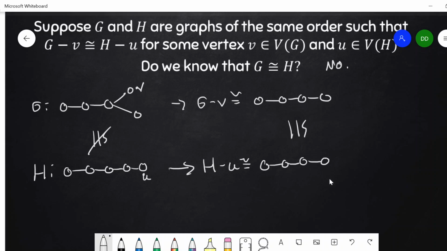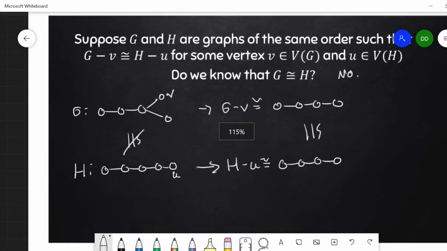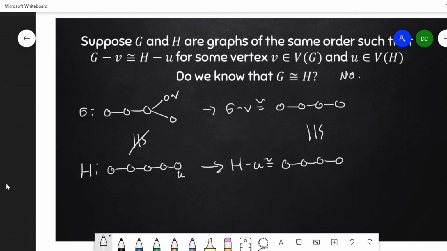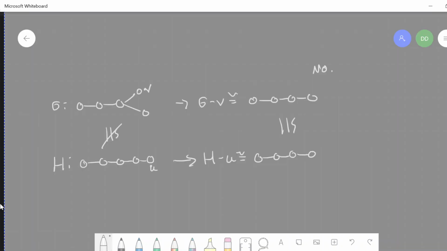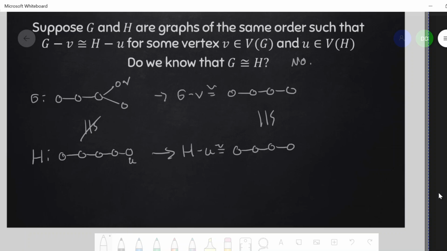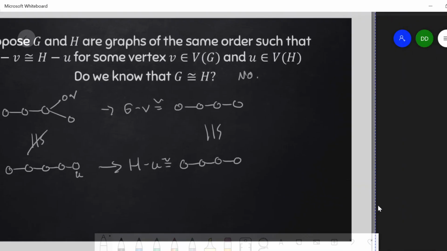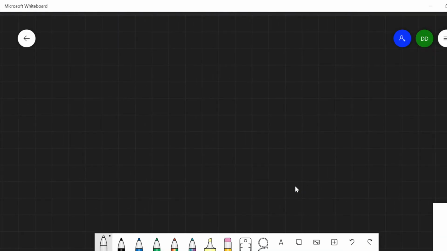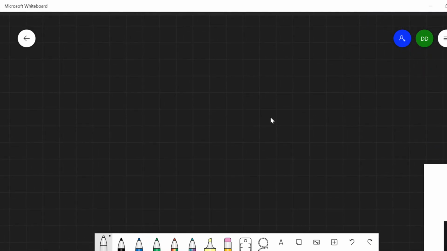All right, so maybe this isn't enough information. Maybe it's not enough information to just have one vertex-deleted subgraph. So this suggests trying out something new here. I don't know if it's going to work very well. So this suggests something else to try.